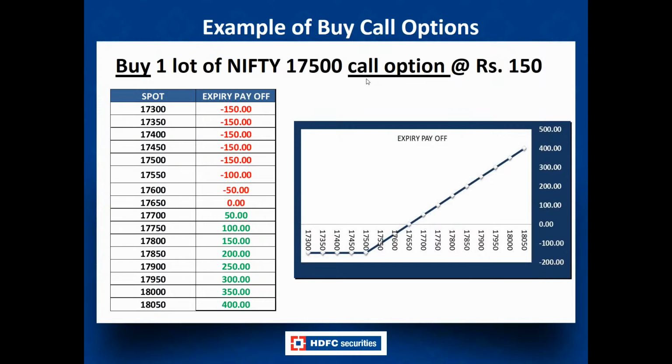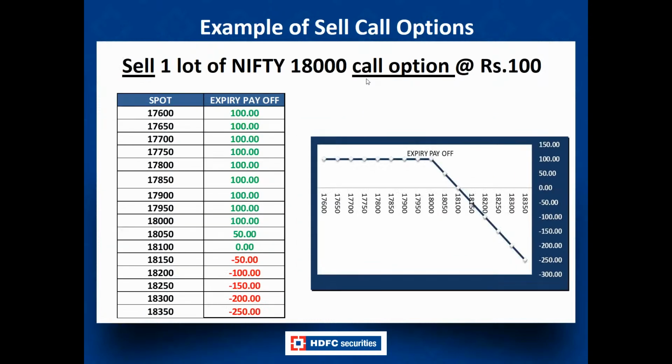Now, in the same way, let's understand the example of selling a call option. I have told you that if you have a bearish view, you can take advantage of it in two ways: either you can buy a put option or you can sell a call option. So here I have a view that Nifty at any cost won't go above 18,000 level. That means I'm bearish above 18,000 level. So I am selling one lot of Nifty 18,000 call option at 100 rupees, because I don't feel Nifty will cross above 18,000 level.